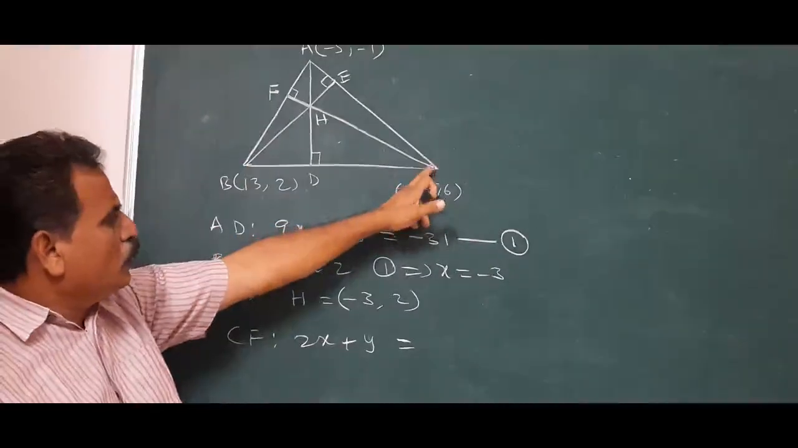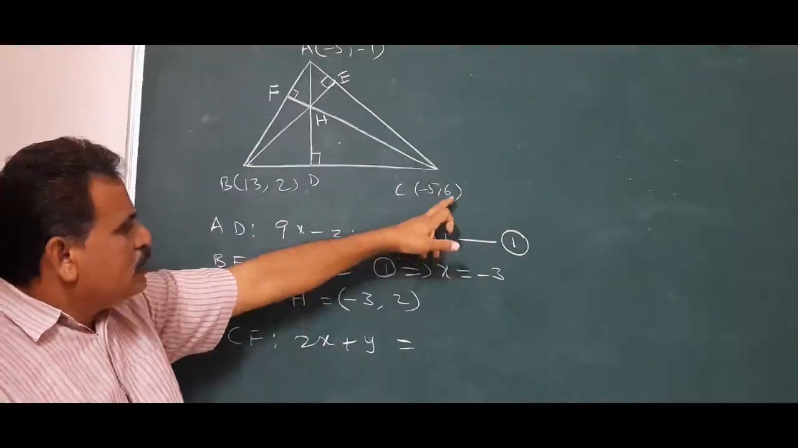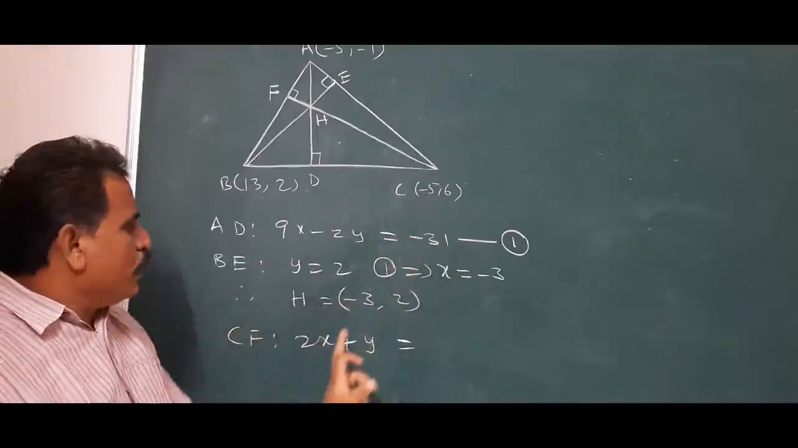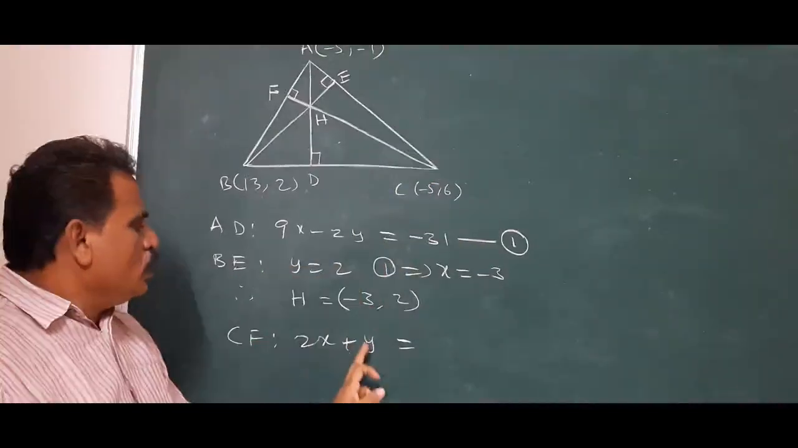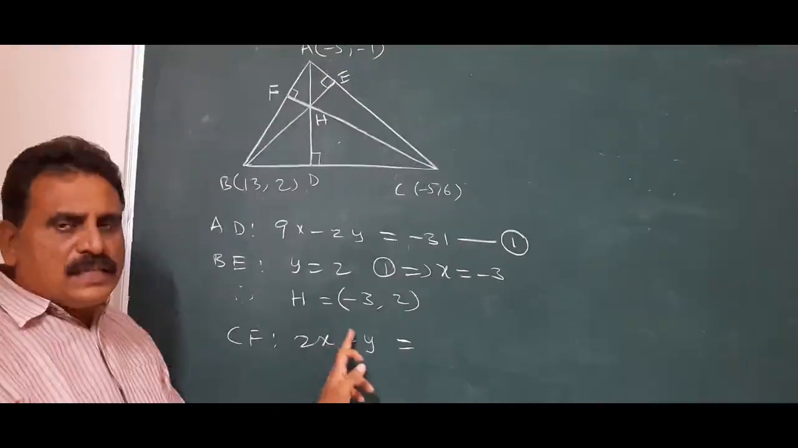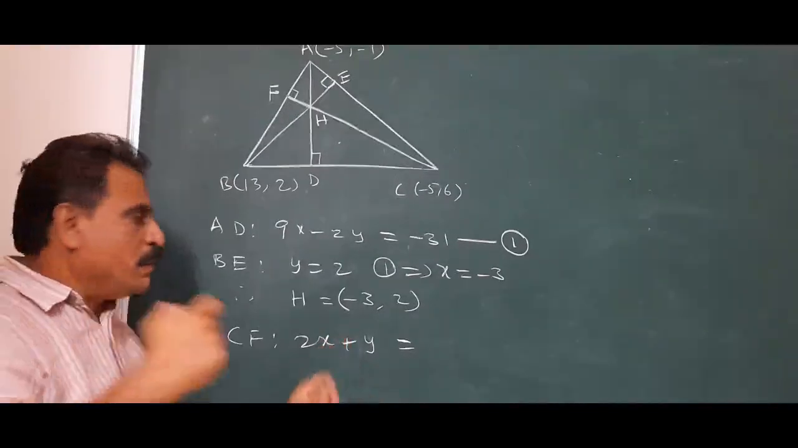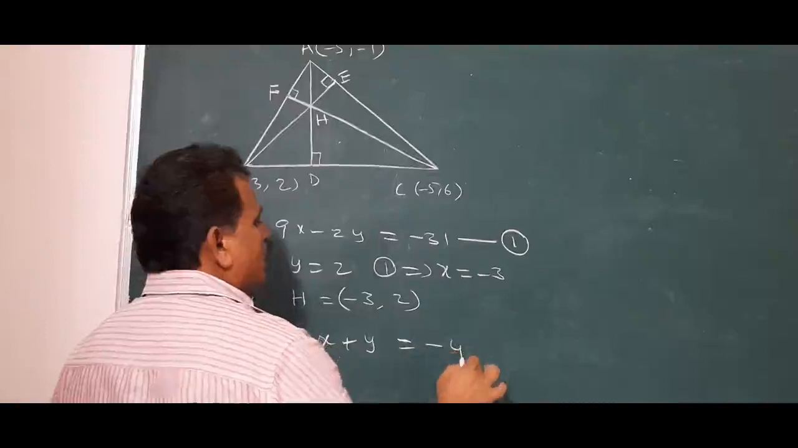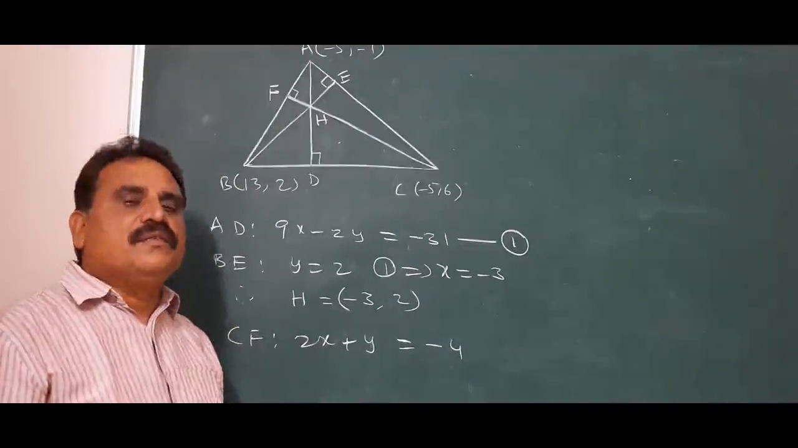But it passes through minus 5 comma 6. You substitute here: 2 into minus 5, minus 10, plus 6, minus 4. This is the equation of CF.